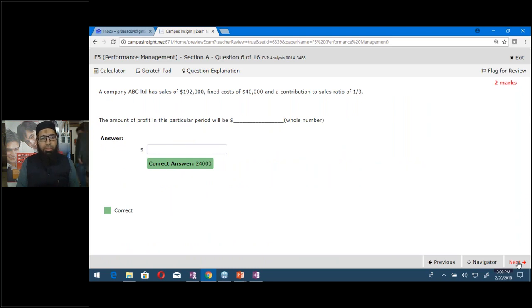This is a very simple question of CVP. In the question, it has been asked that a company ABC Limited has sales of $192,000, fixed cost of $40,000, and the contribution to sales ratio of 1:3. And we have to identify the profit. So this is a very simple question.